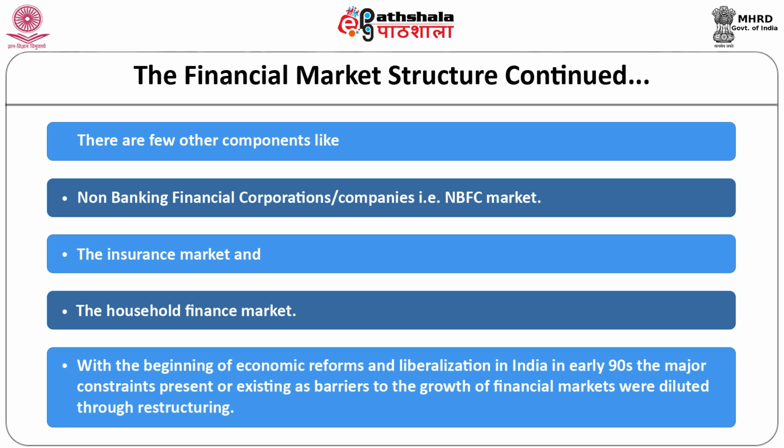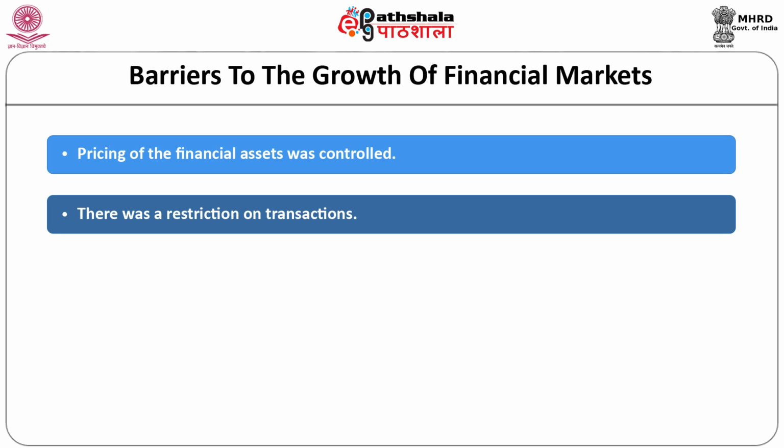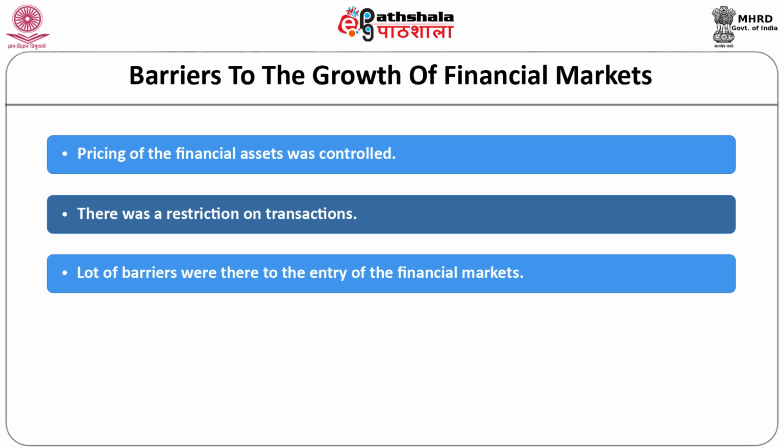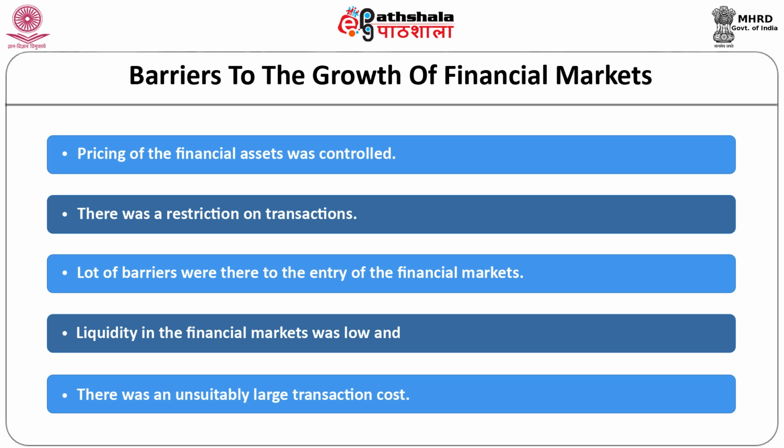With the beginning of economic reforms and liberalization in the early 90s, the major constraints existing as barriers to the growth of financial market were diluted through restructuring. The barriers were: pricing of the financial assets was controlled. There was restriction on transactions. Lot of barriers were there to entry of financial market. Liquidity in financial market was low, and there was unsuitably large transaction cost.